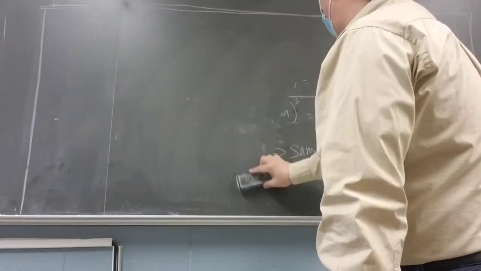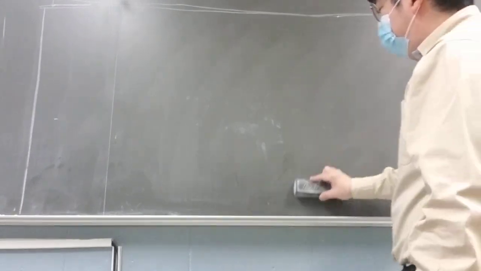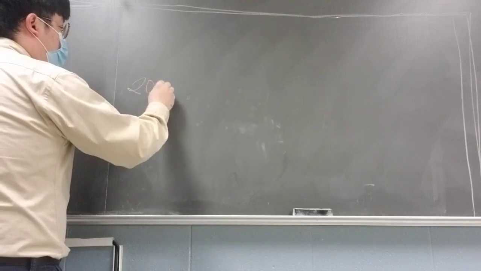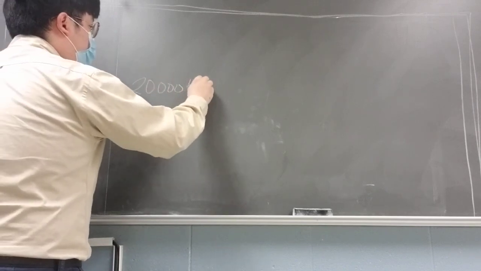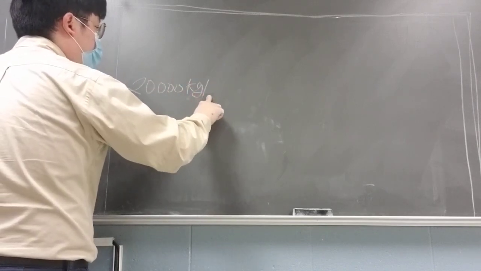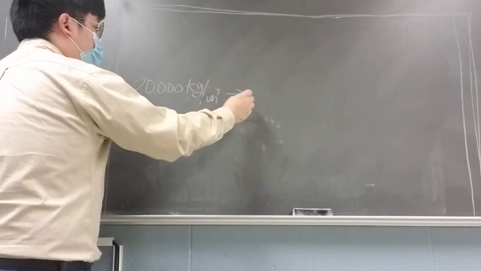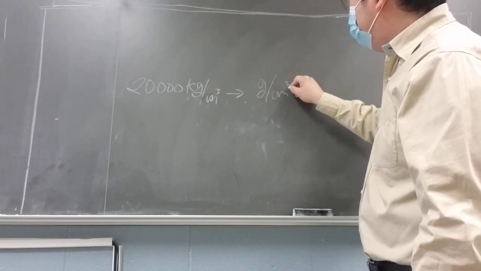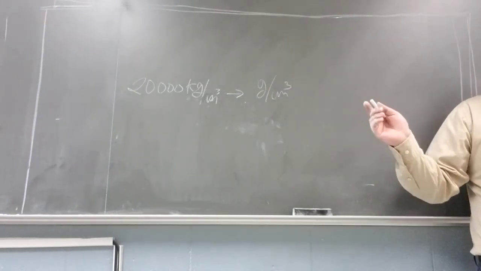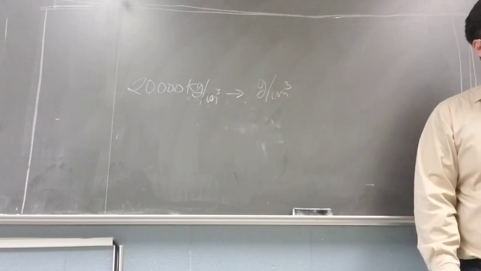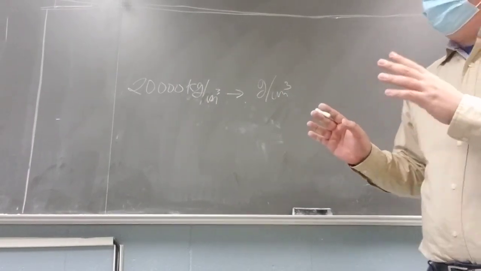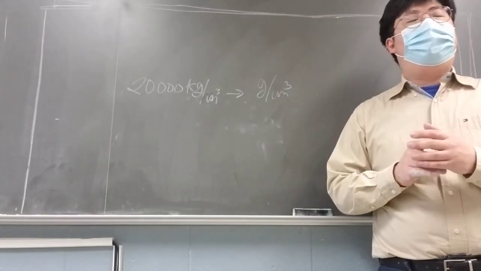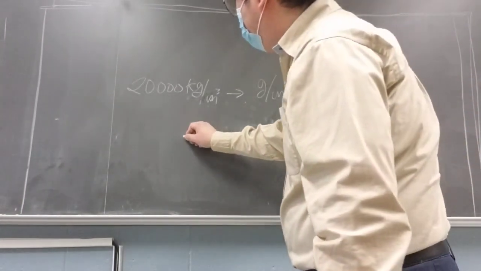Okay, so let's try one for ourselves today. If I give you 20,000 kilogram per meter cube, I want you to change this one to gram per centimeter cube. So you're going backward now. Can you guys do this in maybe 3 minutes? You can try this one now. But we'll do this together anyways. But I want you to try at least once. So you're actually doing the other way. The only thing you have to know is the conversion factor.